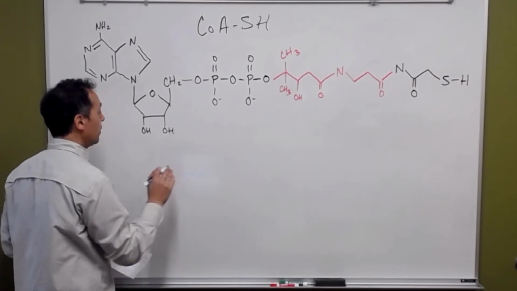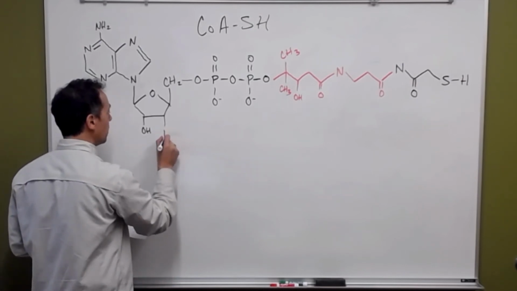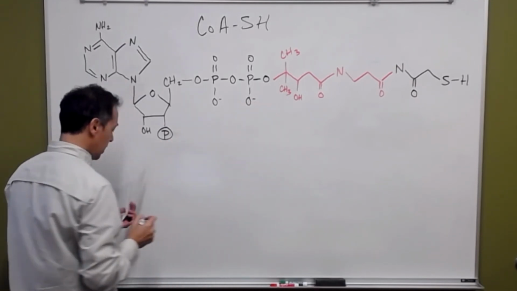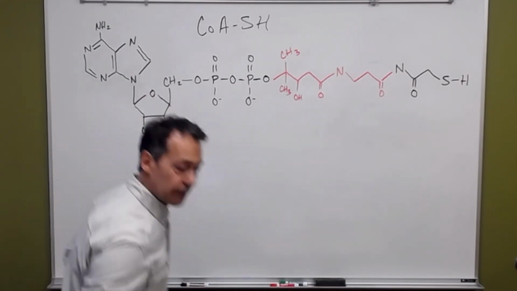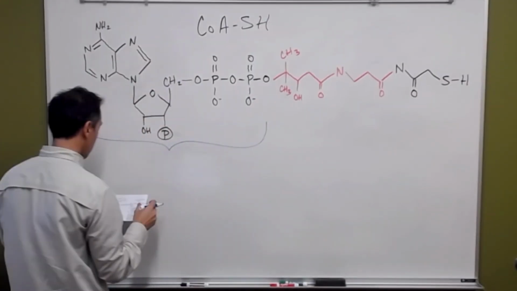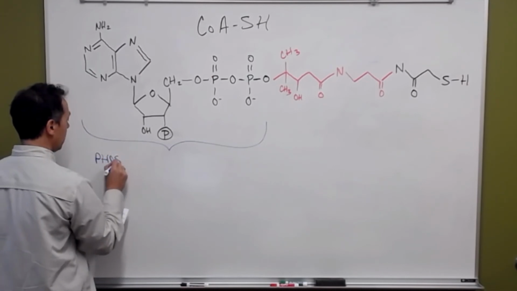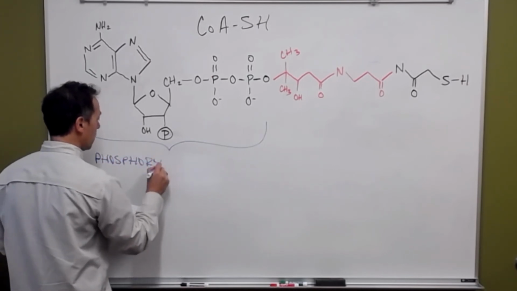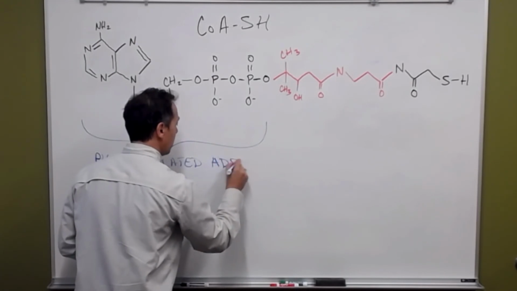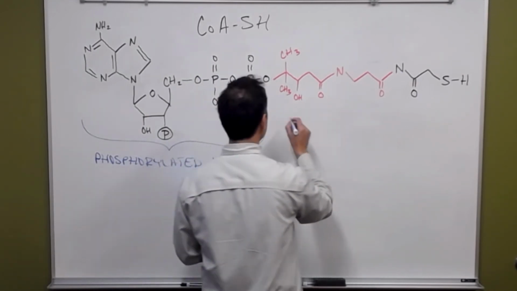There's 2 phosphate groups here. But what makes it a little bit different is right here where we have this hydroxyl group, we are going to put in a phosphate group like this, just substituted right here. So this is phosphorylated because it has the phosphate on here. Phosphorylated ADP, adenosine diphosphate.